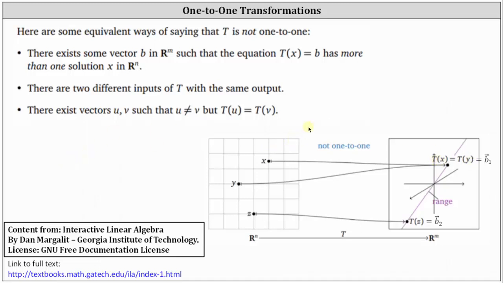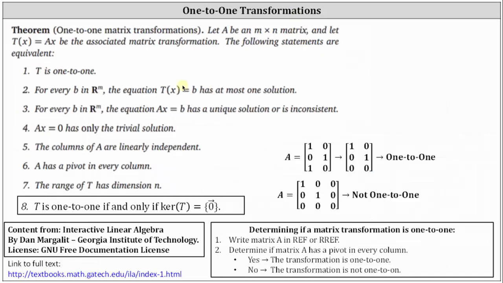which is why this is not a one-to-one transformation. And now this theorem relates previous topics to one-to-one transformations. Let A be an m by n matrix, and let T of x equal Ax be the associated matrix transformation. Then the following statements are equivalent.